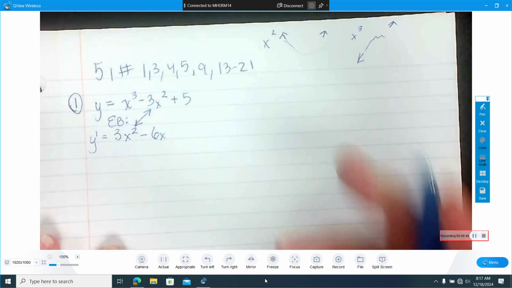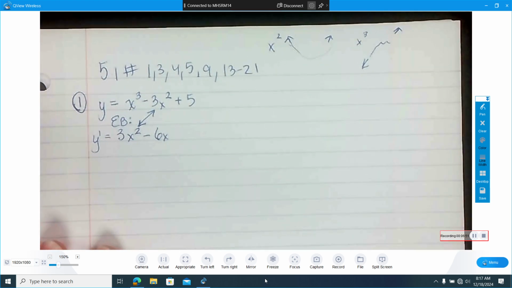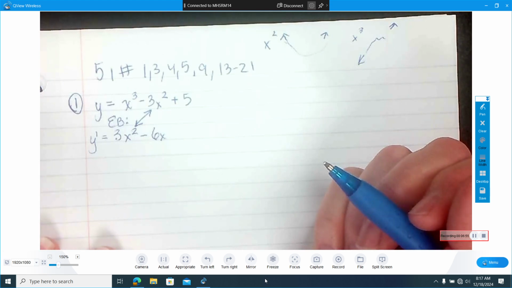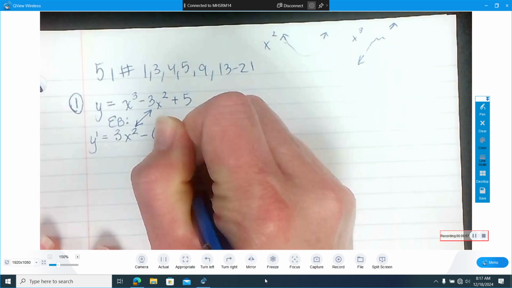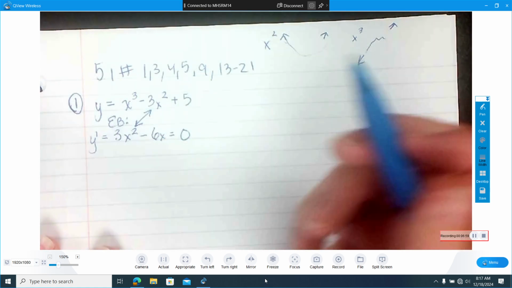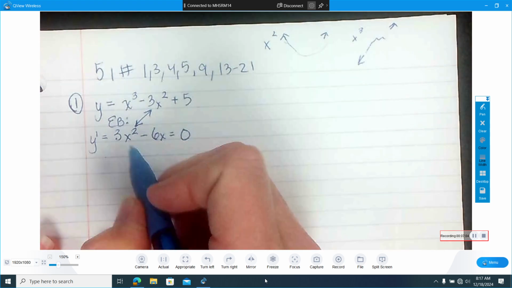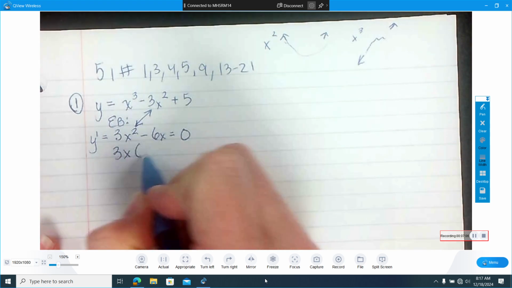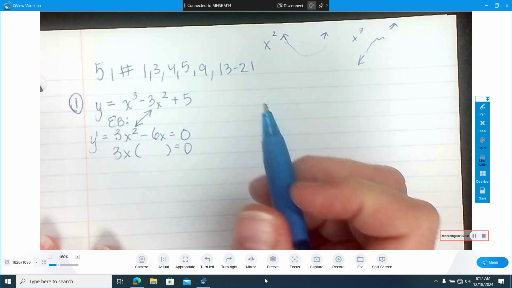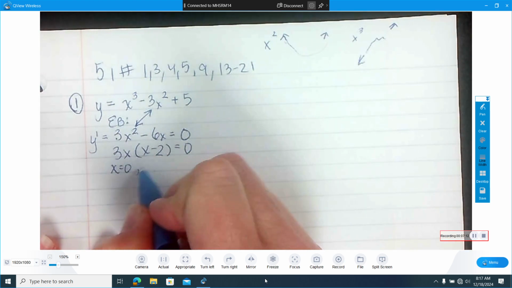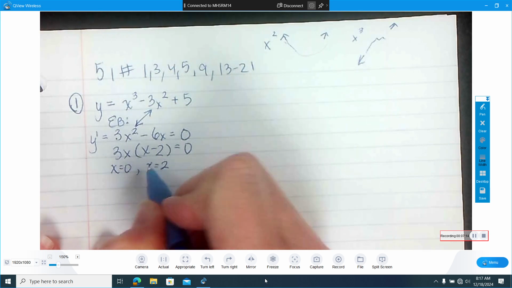Minus 6x, great. And from here, we can use our derivative to figure out where our curve is increasing and where it's decreasing. So we're going to do that by setting it equal to 0. And I can try to factor it. What can we factor out of our little equation here? 3x. 3x comes out. What's left behind? X minus 2. So we get an x equal to 0 and an x equal to positive 2.